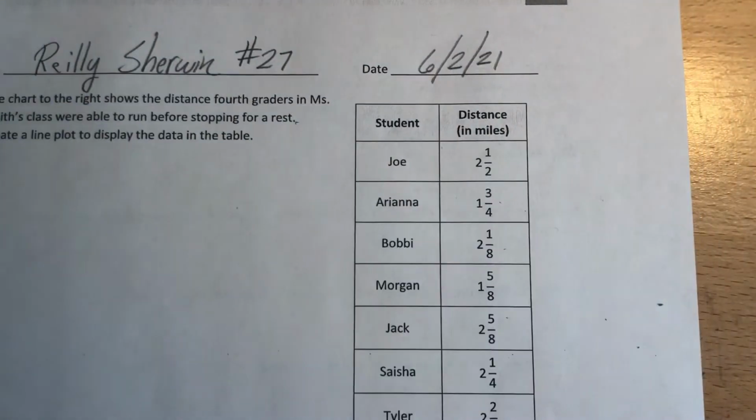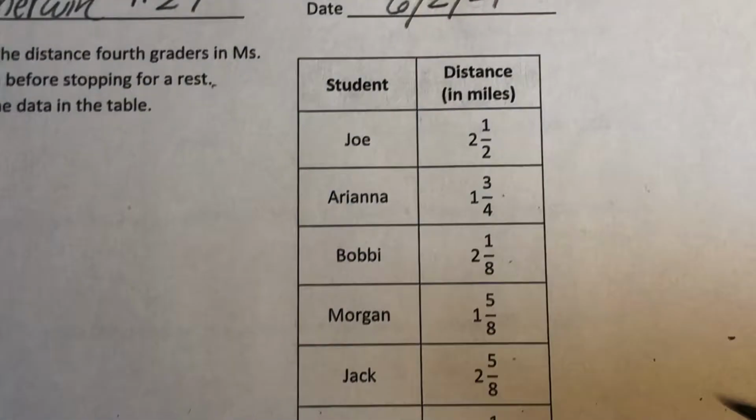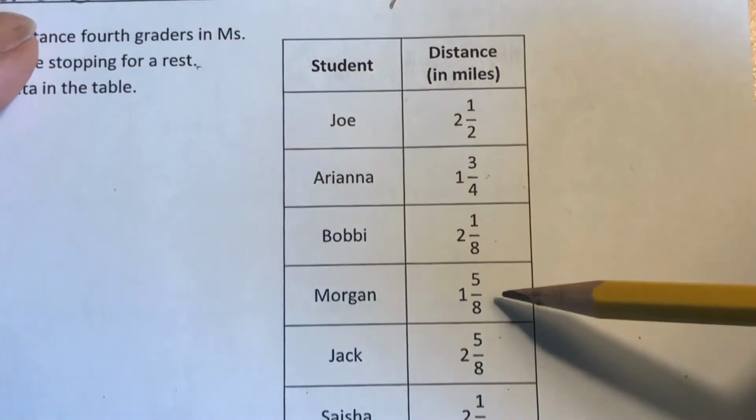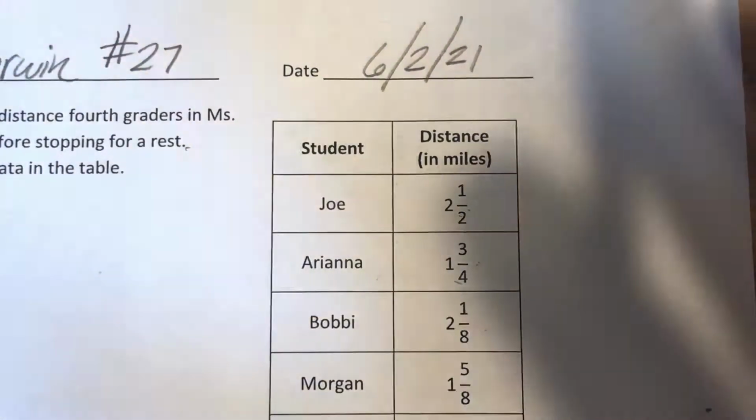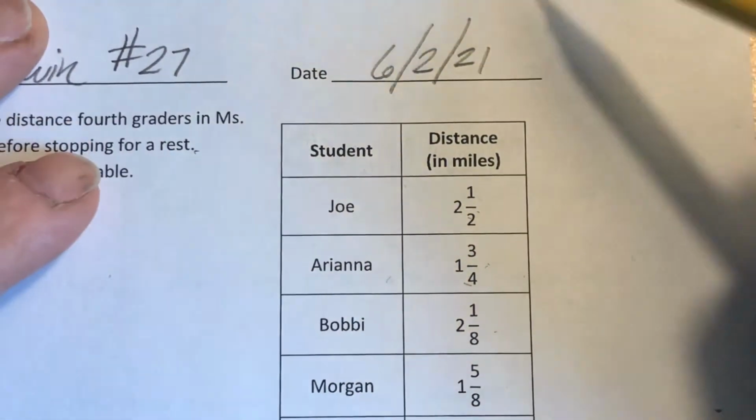All right, I'm going to look at the data first, okay? And I'm going to see these are all mixed numbers. I can see the names of the students here, and this is the distance that they ran. So the chart makes sense to me, and that's important.